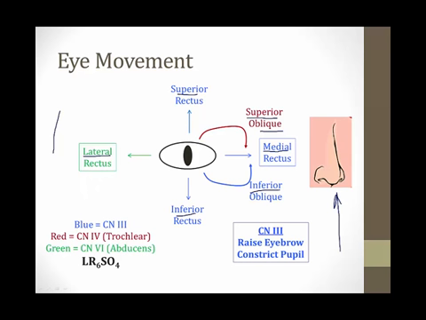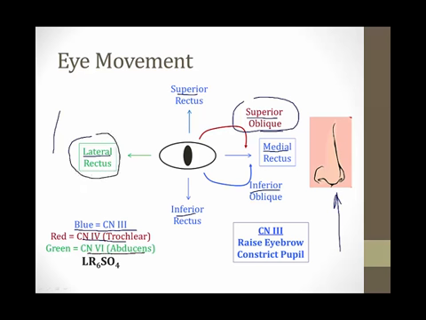You may notice that I've used different colors to represent the muscles on the screen. All the muscles shown in blue are innervated by cranial nerve 3. The one muscle shown in red, the superior oblique, is innervated by cranial nerve 4, the trochlear nerve. And the one muscle shown in green, the lateral rectus, is innervated by cranial nerve 6, the abducens nerve.